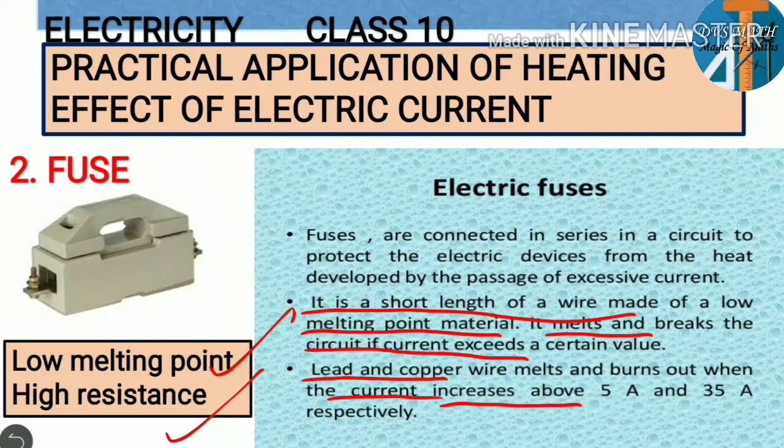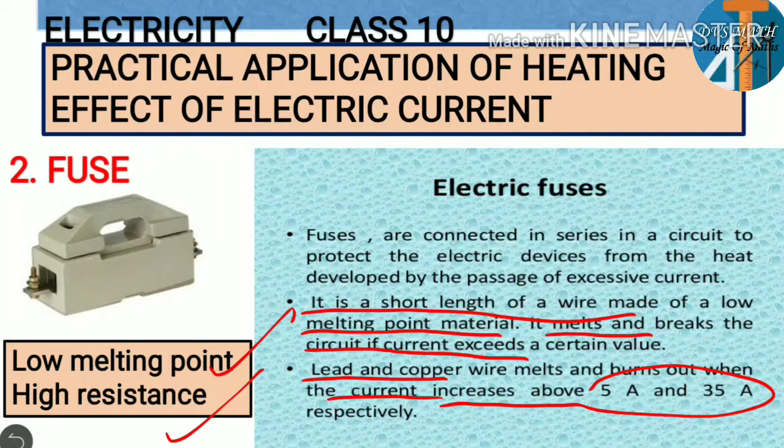If the current flowing is less than 5 ampere, there will be no melting of the wire or breaking of the circuit. If it exceeds 5 to 35 ampere in households, this fuse melts itself, the wire inside it melts and breaks the circuit. It doesn't allow the current to flow through any electrical appliances. These are the main properties of the fuse.